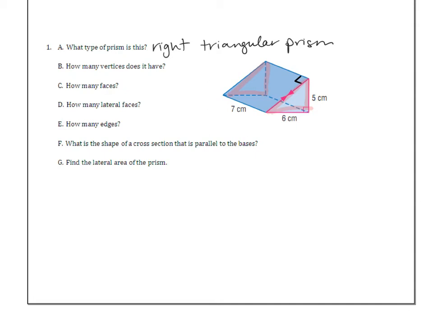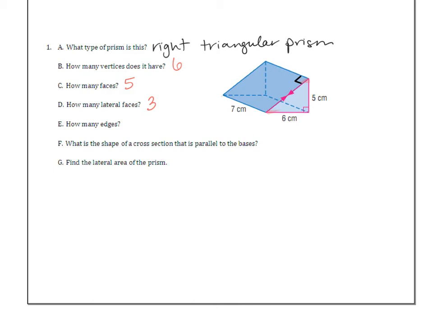How many vertices does it have? Well, vertices are like corners, and so I'm going to just show you. Here's 1, 2, 3, 4, 5, 6. So it has 6 vertices. How many total faces does it have? Well, if it says total faces, that means all the faces, including the bases. So it's got 3 rectangles around the sides, and it has 2 triangles at the bases. So altogether there are 5 faces, but 3 of them are lateral faces. 3 of them are like sides.